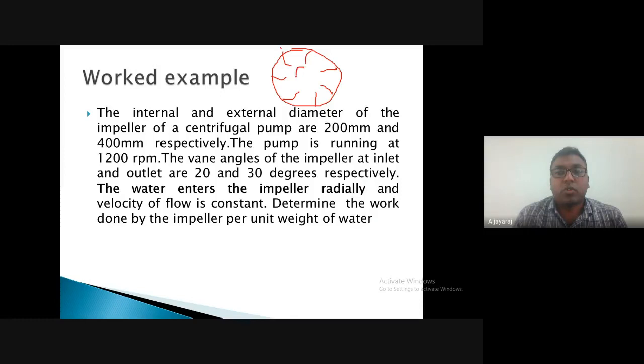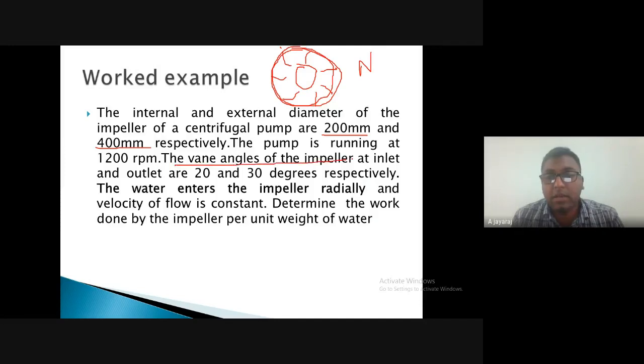So the inner portion diameter is D1, the outer portion diameter is D2. That is being given in the problem. The internal and external diameter of the impeller of a centrifugal pump is 200 mm and 400 mm, which we have to convert into meters respectively. The pump is running at N equal to 1200 RPM.